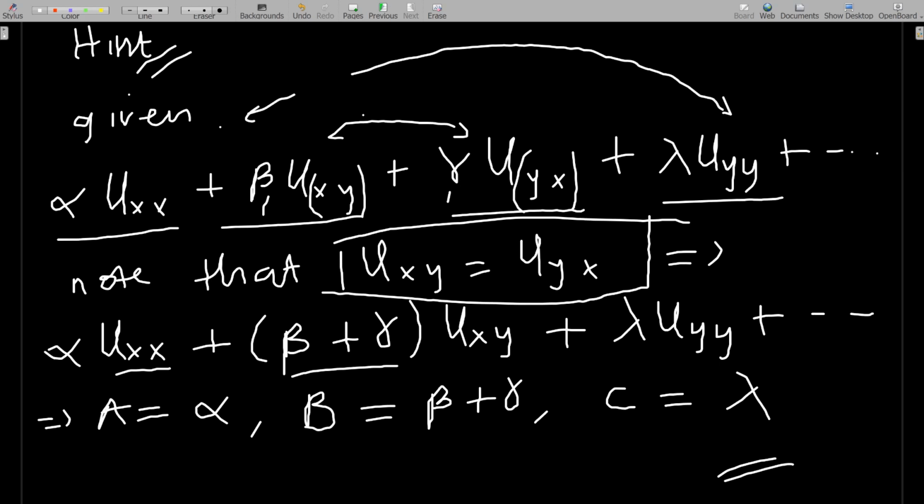Then, I'm just giving a hint, when you are given such a problem, before you state your A, B and then C, you have to do this, so that your A will be alpha, your B will be beta plus gamma, and your C will be lambda. Then you start continuing. Okay, I hope you understood everything.